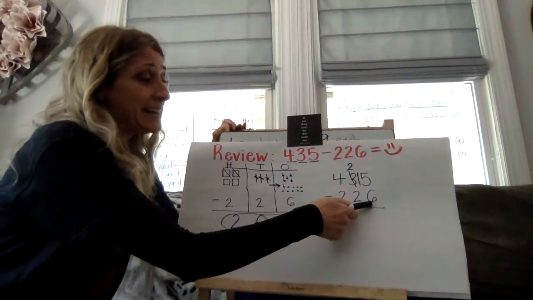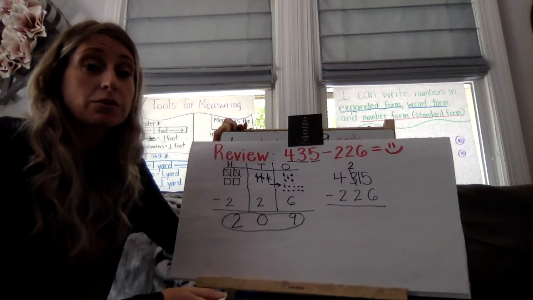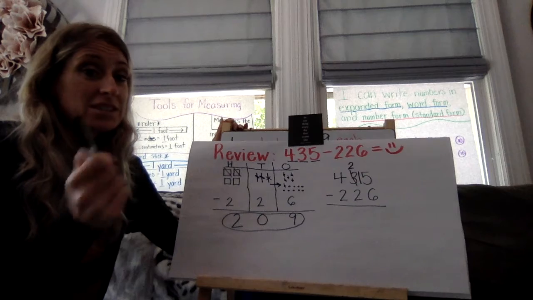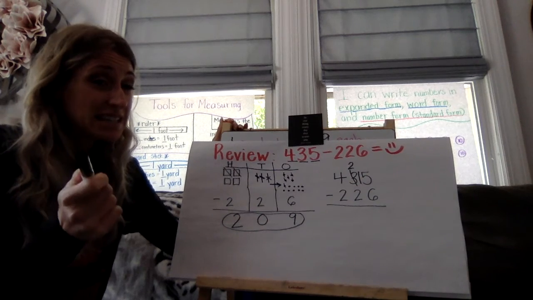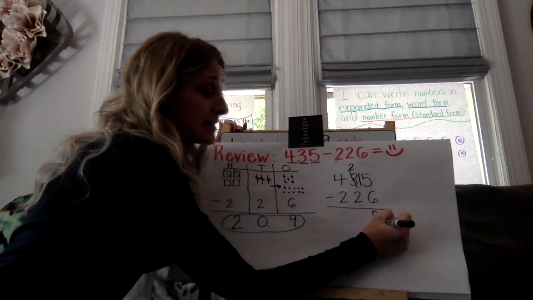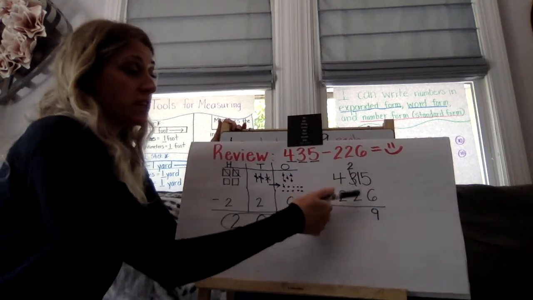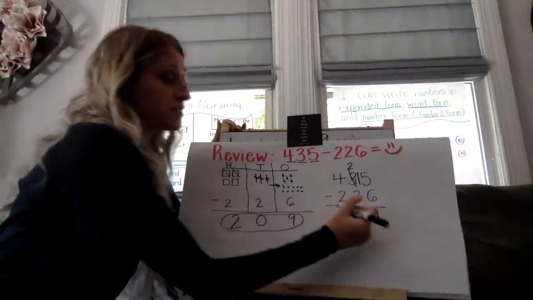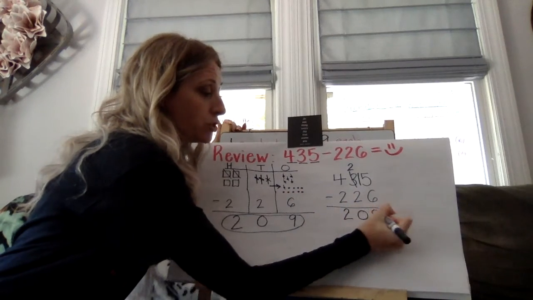So now I need to take away 6 from 15. So I know 9 plus 6 equals 15, so I know 15 take away 6 would be 9. I know 2 take away 2 is 0, and I know 4 take away 2 is 2.